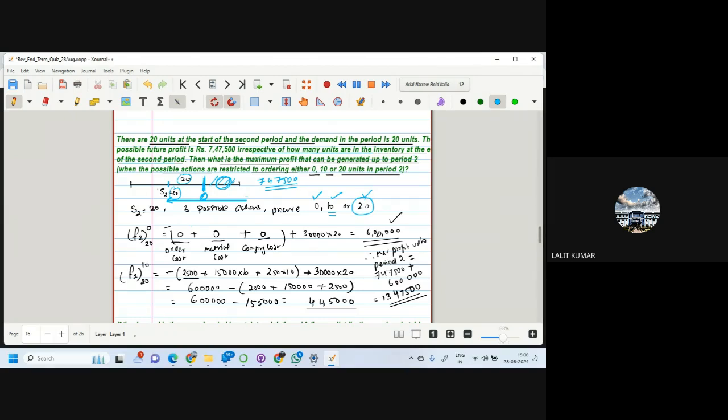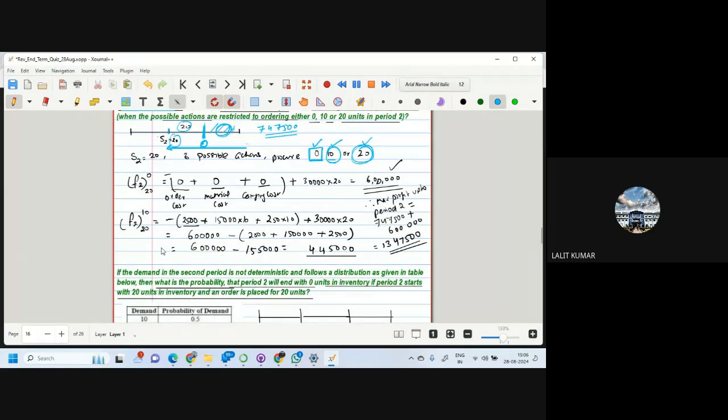If you think logically, you don't have to do anything. You know that 0 will give you the maximum profit, because in the other two cases the carrying cost will come. Am I clear here? Is this understood? Yeah, got it. Okay. So you just find for 0. At S0, what will he do? There is no ordering cost, no material cost, no carrying cost.